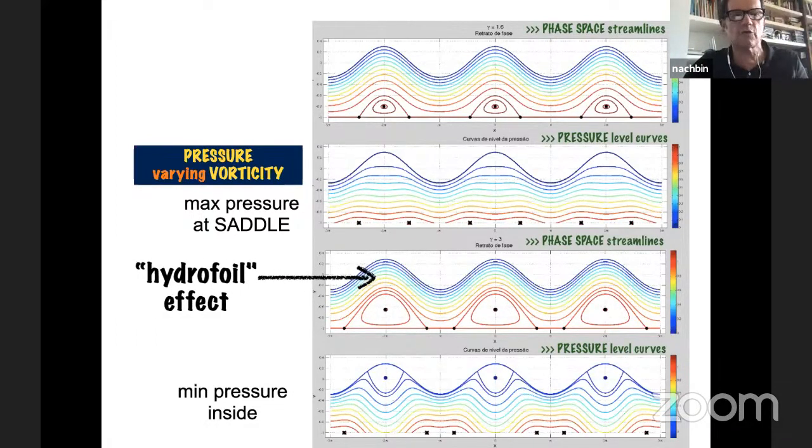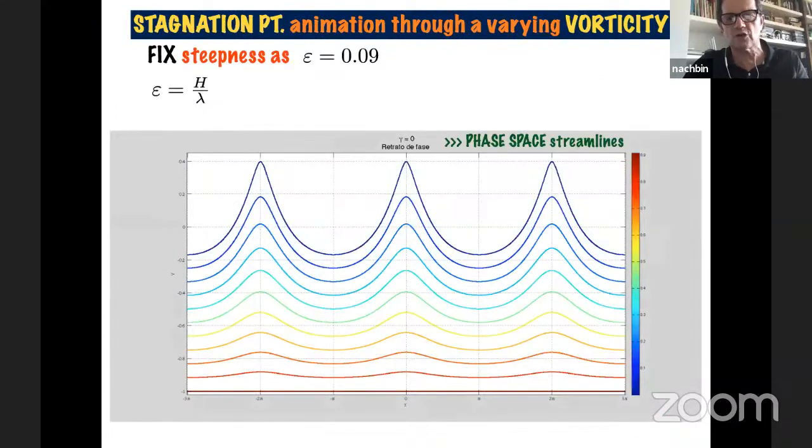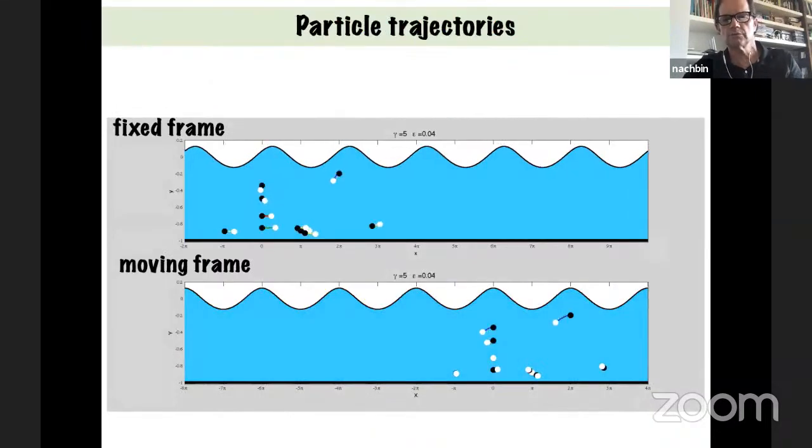Oh, so here's the hydrofoil effect. No, I think I passed too much. Yeah, sorry, I went the wrong way. So here we go. Sorry.